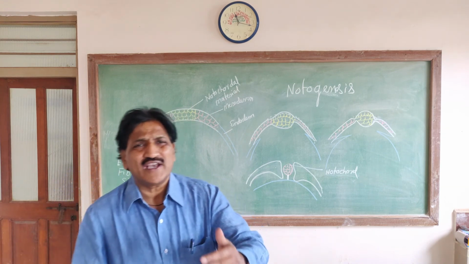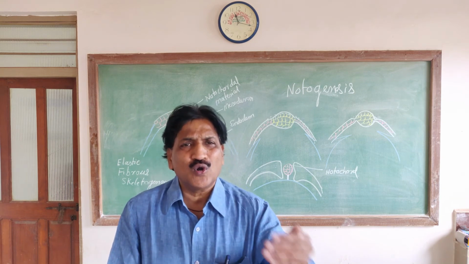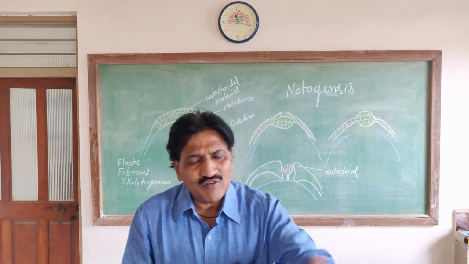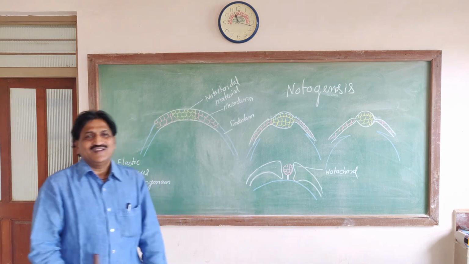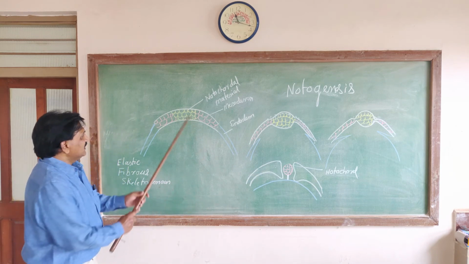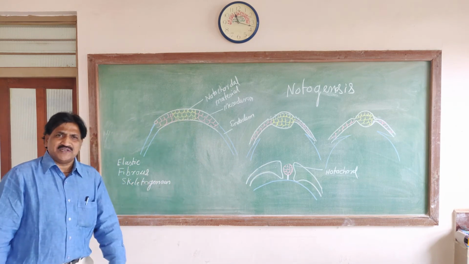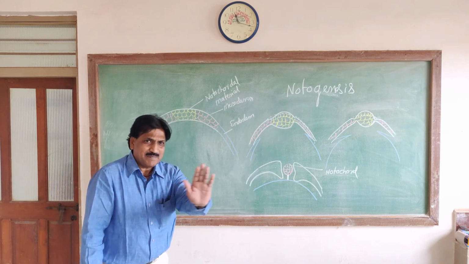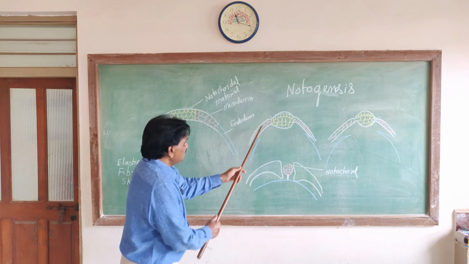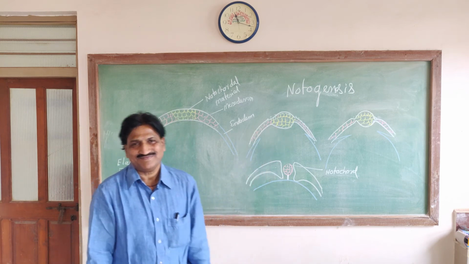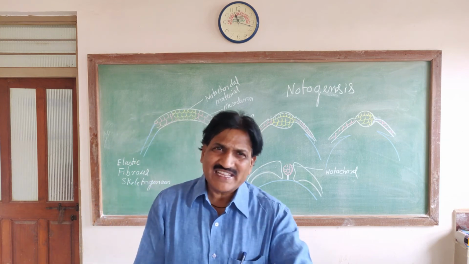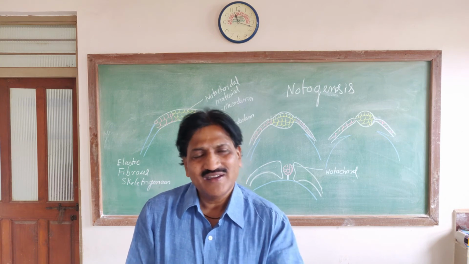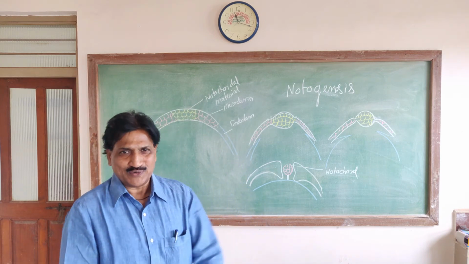Where is the notochordal material present? On the roof of the archenteron. This notochordal material starts separating from the mesoderm on one side as well as from the endoderm on the other side.